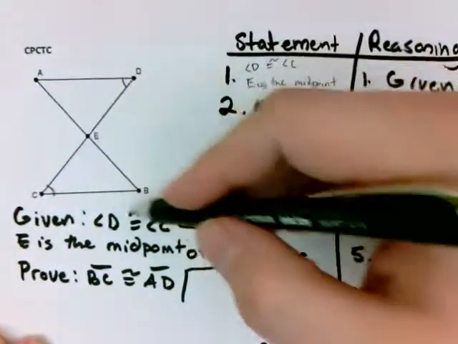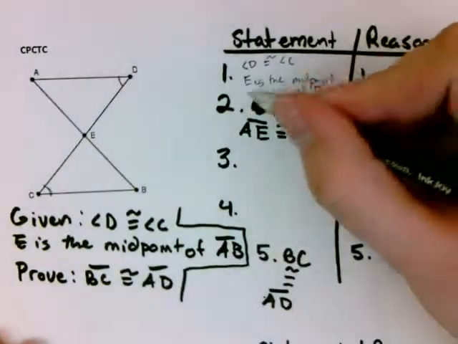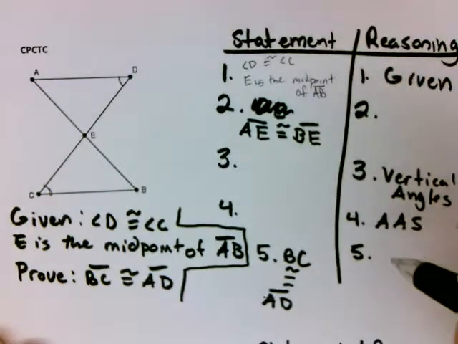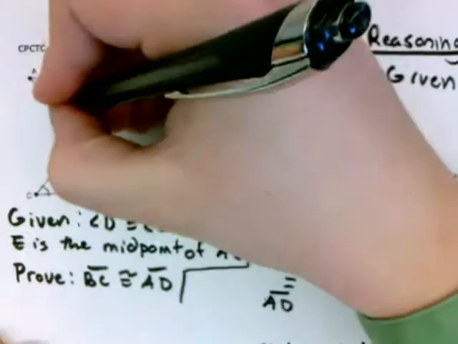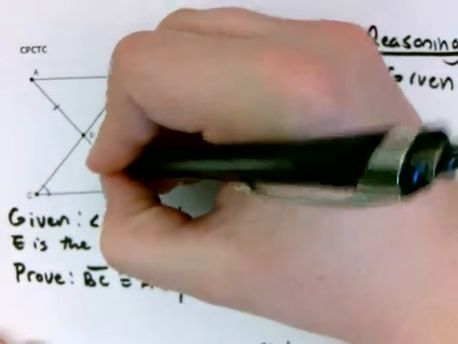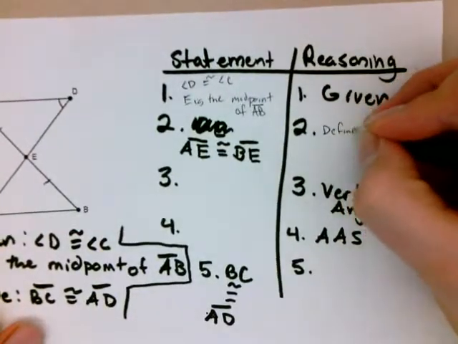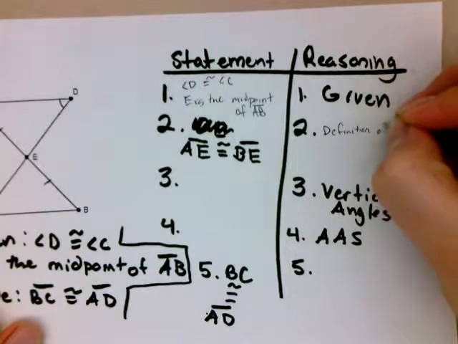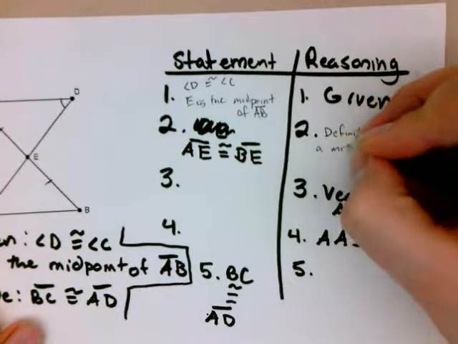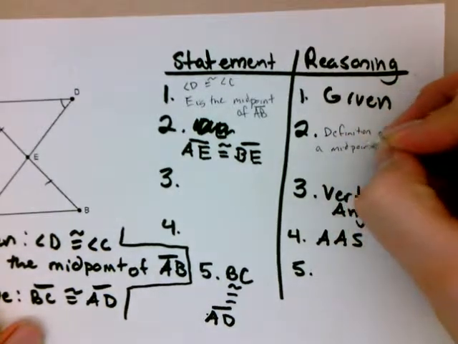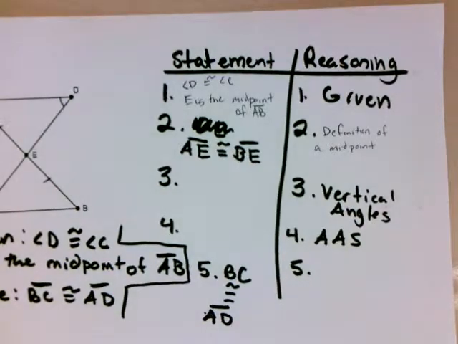Well, we know this because it's being cut in half by E, and E is the midpoint of AB as it says in the given. So we can say this is congruent to this because of the definition of a midpoint. Alright, definition of a midpoint.